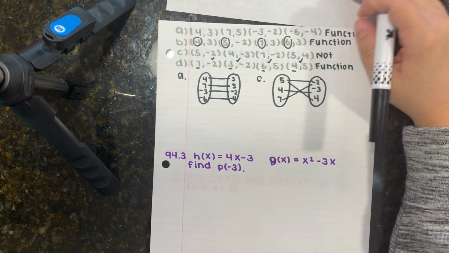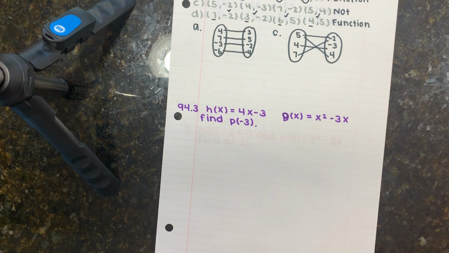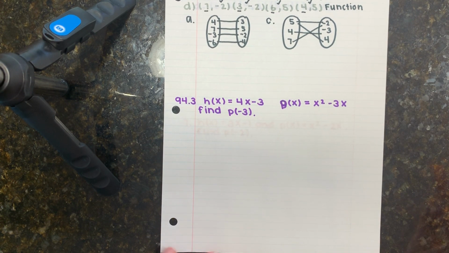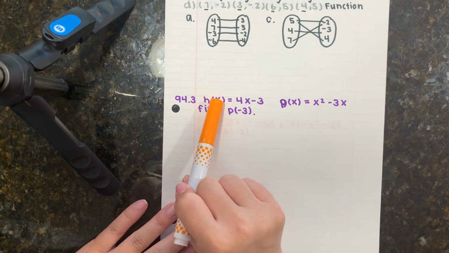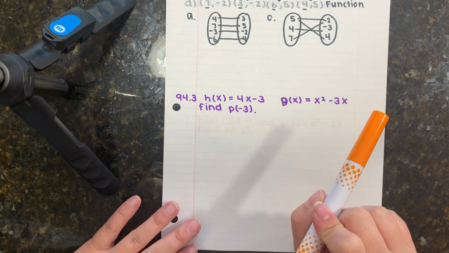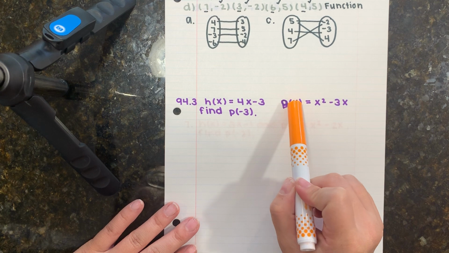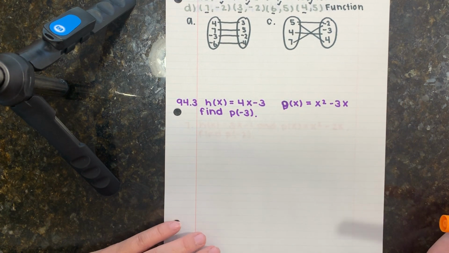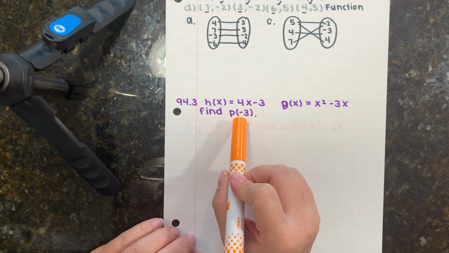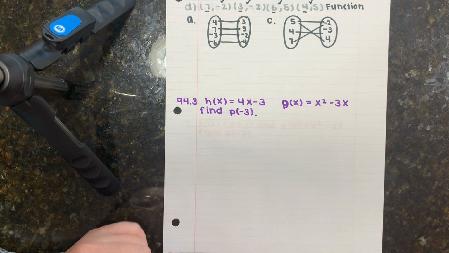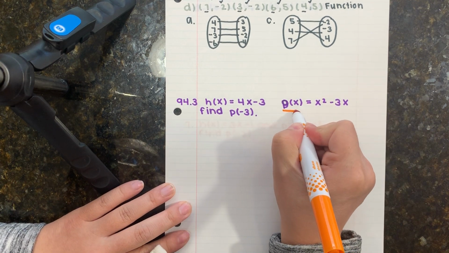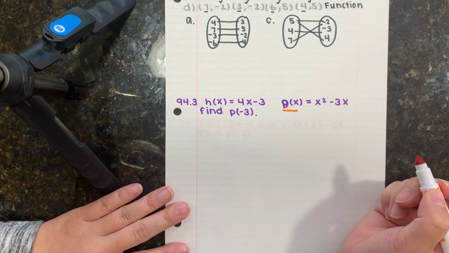Okay, and now we're going to look at the next part of this lesson, which is just evaluating a function. So what they're going to do is they're going to give you functions. So you say h of x is equal to 4x minus 3, and then p of x is equal to x squared minus 3x. They want you to find p of -3, which means you need to go to the p function and you need to plug -3 into the function.